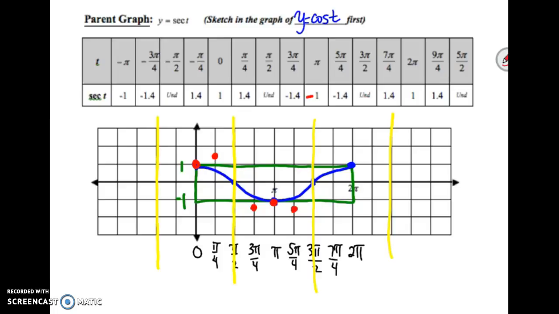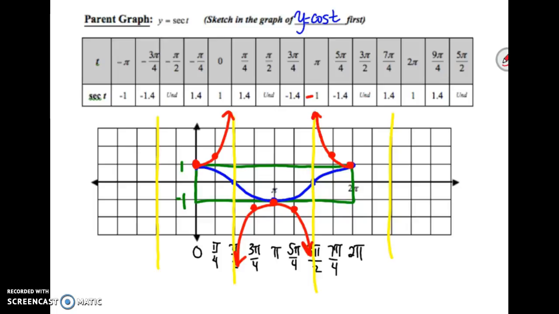And then we have an asymptote, we're undefined. At 7 pi over 4, we're at positive 1.4. And at 2 pi, we are at 1. So if we go ahead and sketch this in, it's going to approach our asymptote there. It's going to approach our asymptote here, and here, and here.